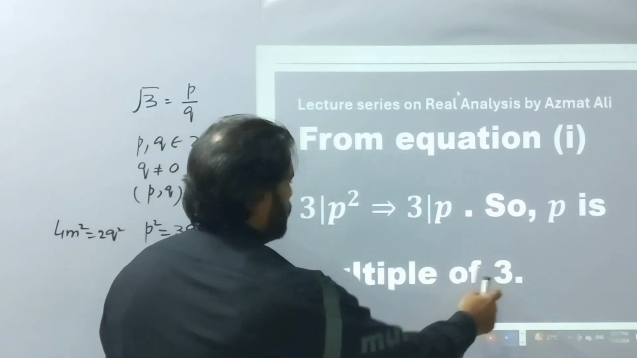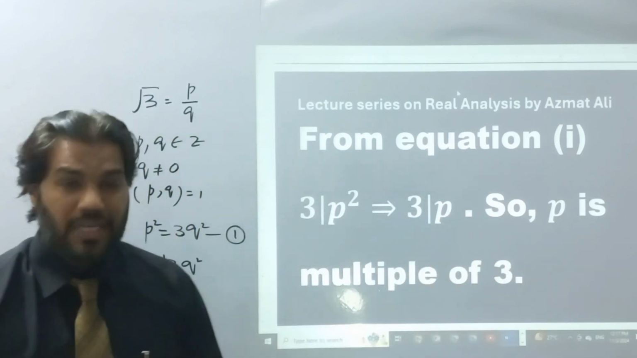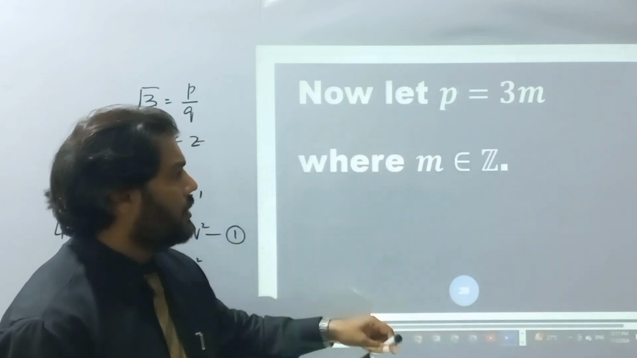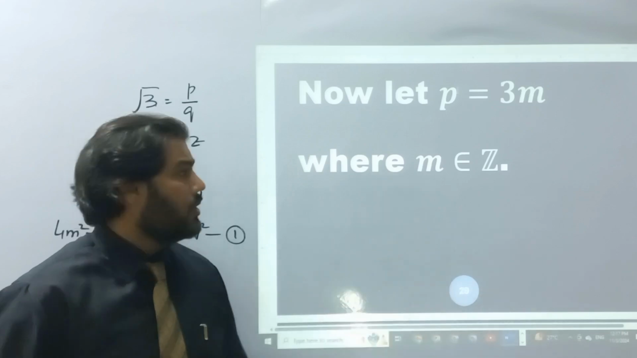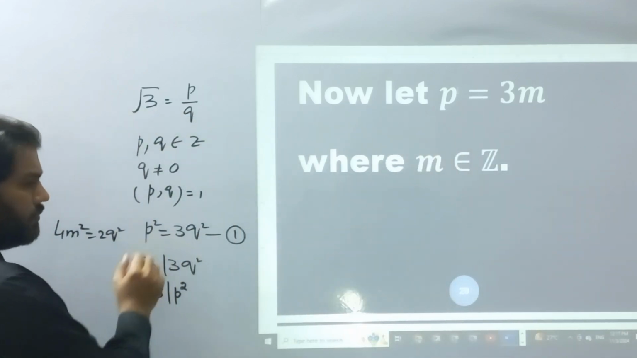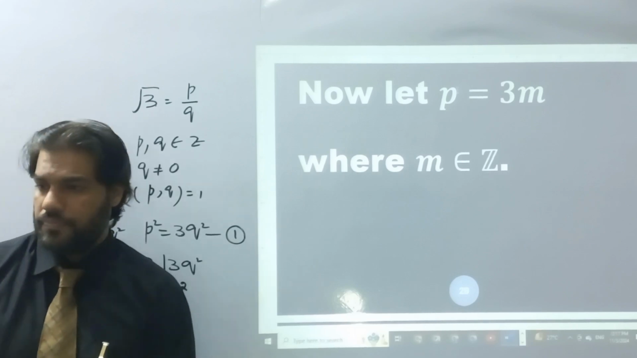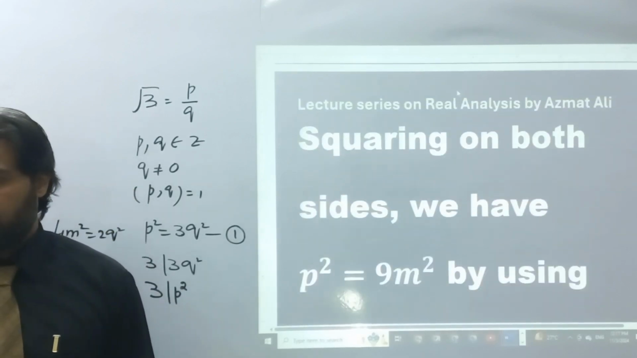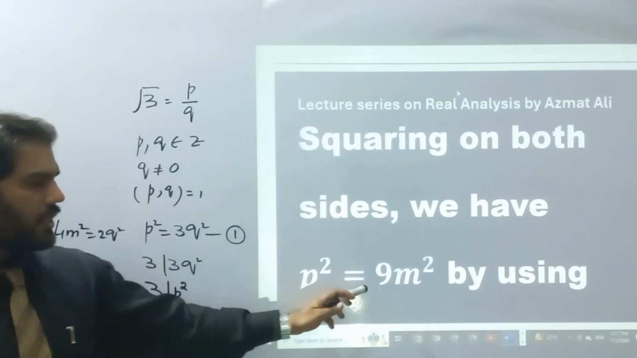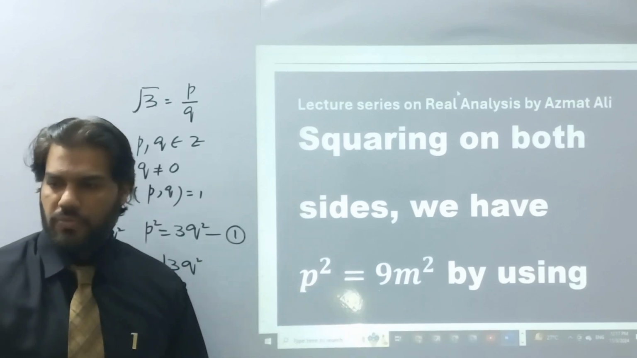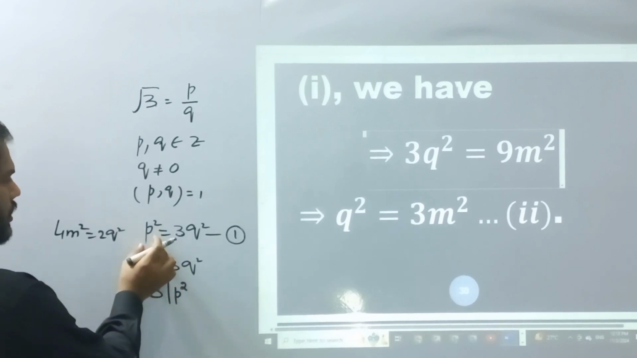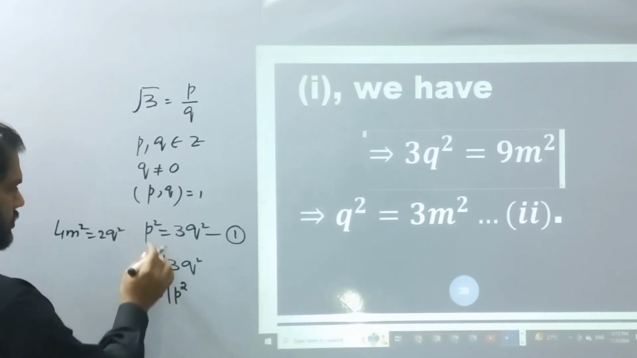So p is a multiple of 3, so p can be written in this form: p is equal to 3m, where m is an integer. Substituting p equal to 3m in equation number 1, squaring to find the value of p square, we have 9m square, and by using equation number 1, we have our p square is equal to 3q square.